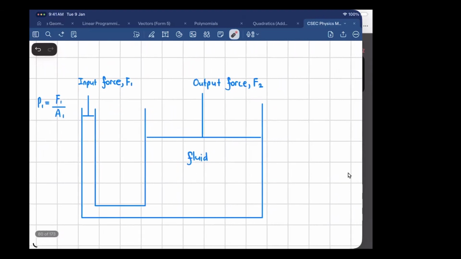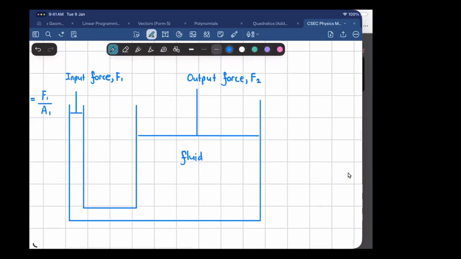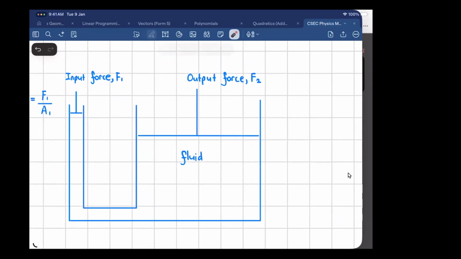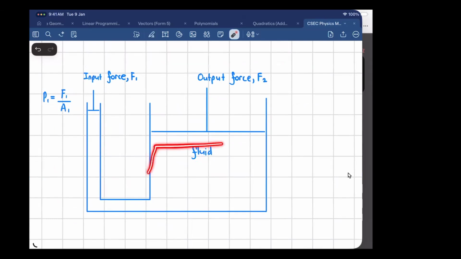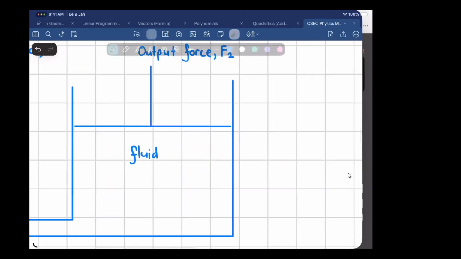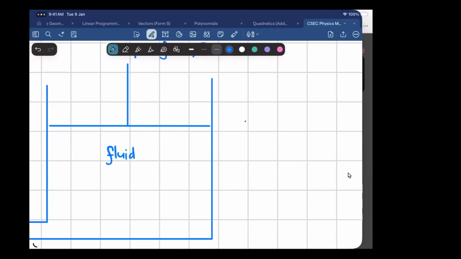Question. On this side here, do you think this piston is going to have the same cross-sectional area as the piston over here? No, sir. If you think about it in three-dimensional space, it's going to be a lot larger, correct? So P2 is going to be F2 all over A2.